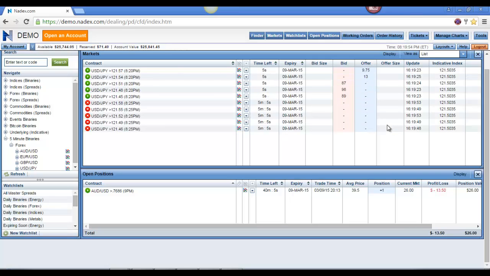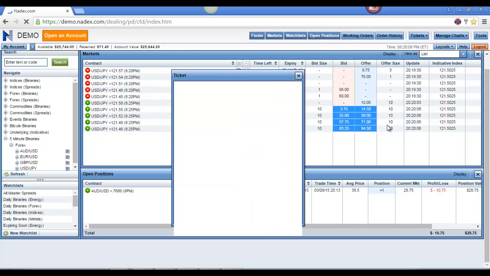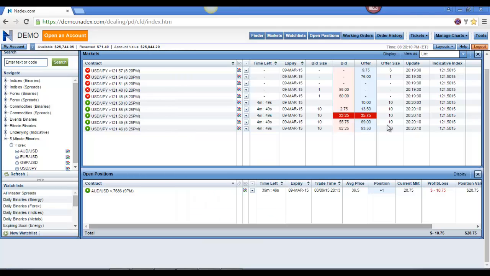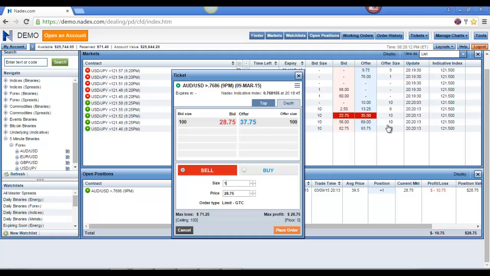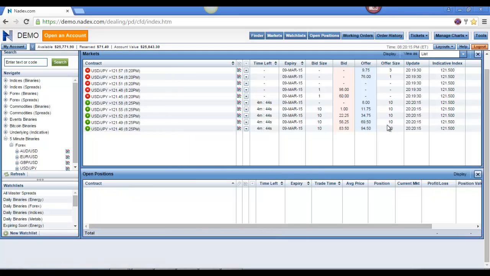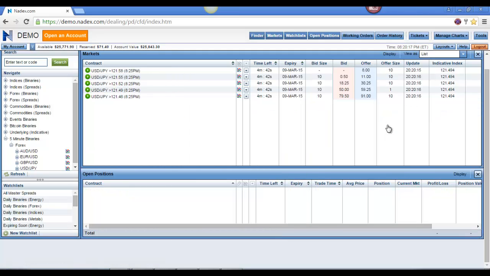All right, we're just coming into the new 5 minutes about to start here, and let's take a look here. Yeah, Ron, I can show you that here in just a second. Still got that trade out there. Let's get out of that. All right, so let's look here. These are 5-minute binaries on the dollar yen. See 121.58, 121.55. Again, they're 3 ticks apart.